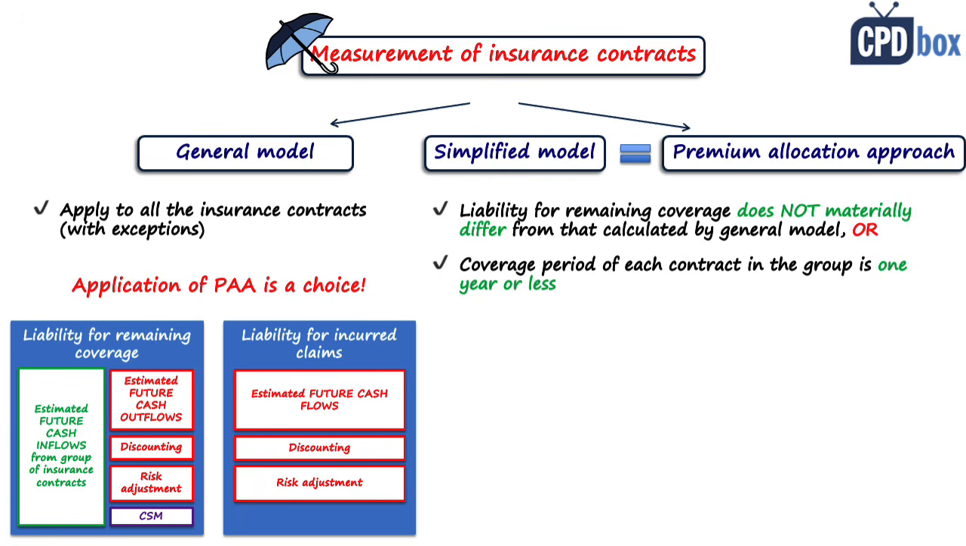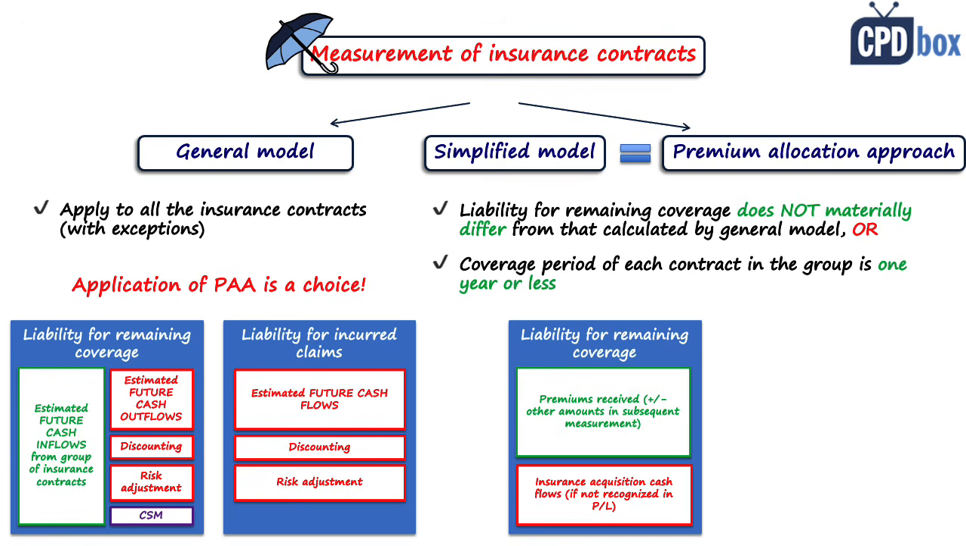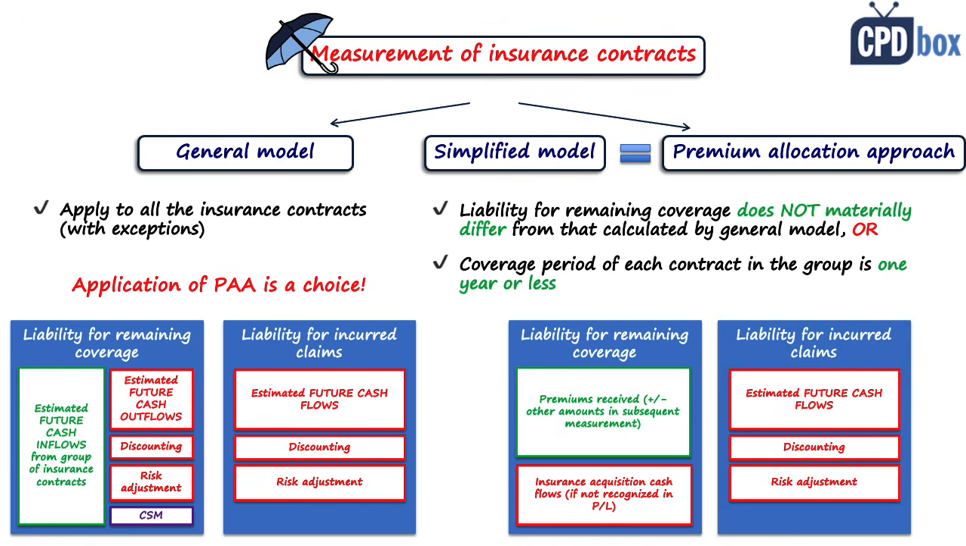Under the premium allocation approach, it's very similar. So you also measure the insurance contract liability as the sum of the liability for remaining coverage and the liability for incurred claims. But note here that the liability for remaining coverage is calculated without building blocks. It's just the unearned premium adjusted for a few items. So that's the simplicity. And the liability for incurred claims is exactly the same as under the general model.